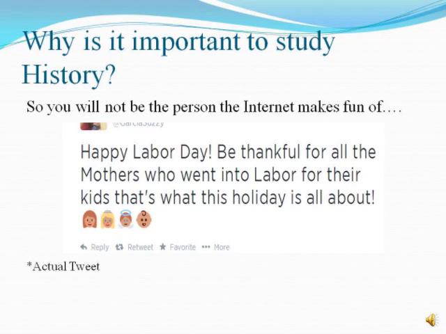Why is it important to study history? So you will not be the person the internet makes fun of. Yes, it's an actual tweet.